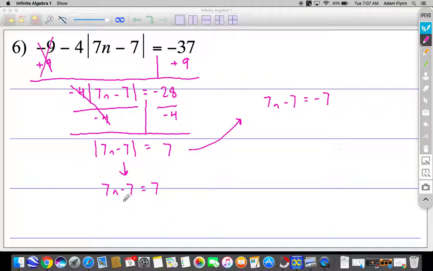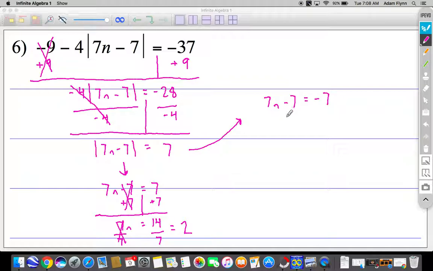Okay? So over here, I'll add 7 to both sides. Negative 7 plus 7 cancels. So we are left with 7n equals 7 plus 7, which is 14. So to get the n by itself, I'll divide both sides by 7. So n will equal 14 divided by 7, which we know is 2.